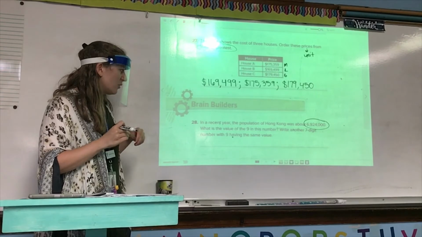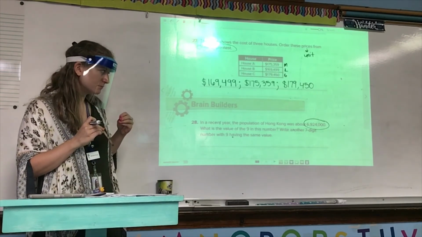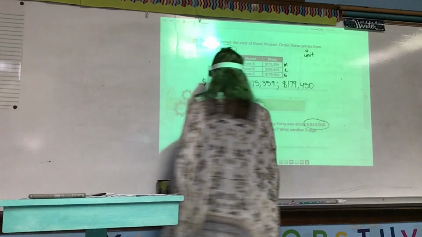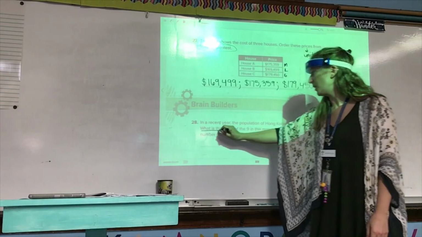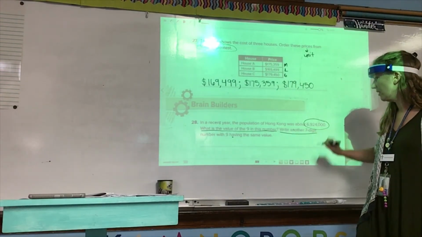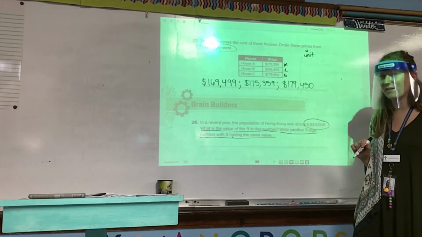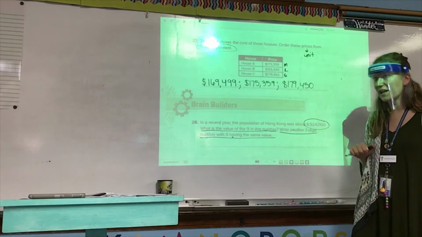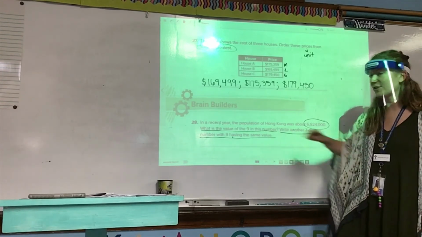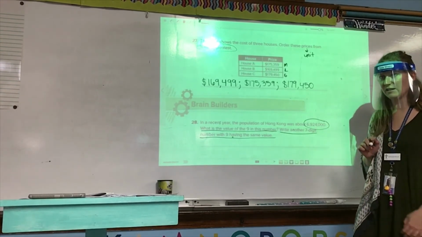What is the value of the 9 in this number? 6,924,000. Write another 7-digit number with 9 having the same value. So first, this is a 2-part question. First, what is the value of the 9 in this number? Second, write another 7-digit number with 9 having the same value. Well, we're talking about 9s, and I just picked number 9. Victoria, what's the answer to the first question? What is the value of the 9 in this number? How much is it worth?